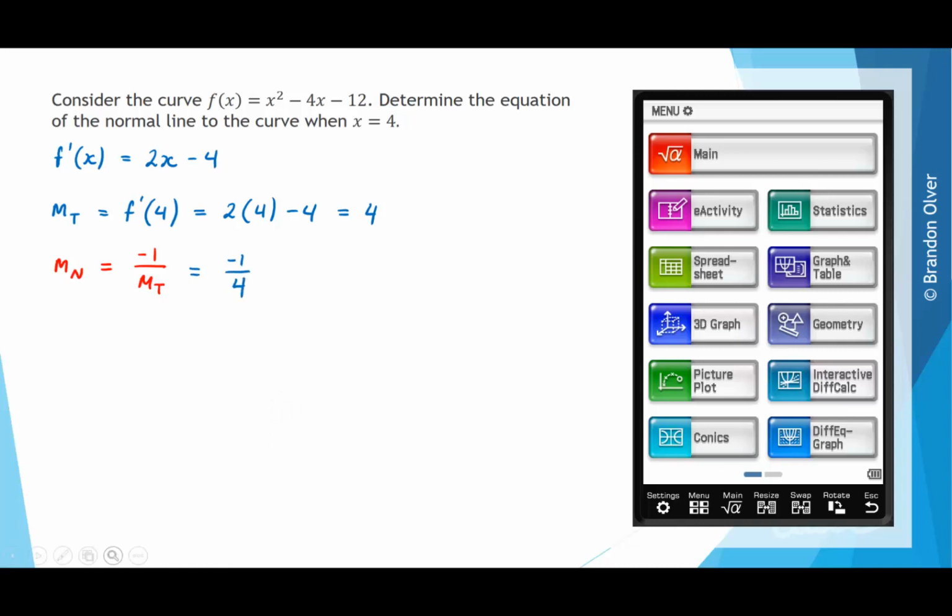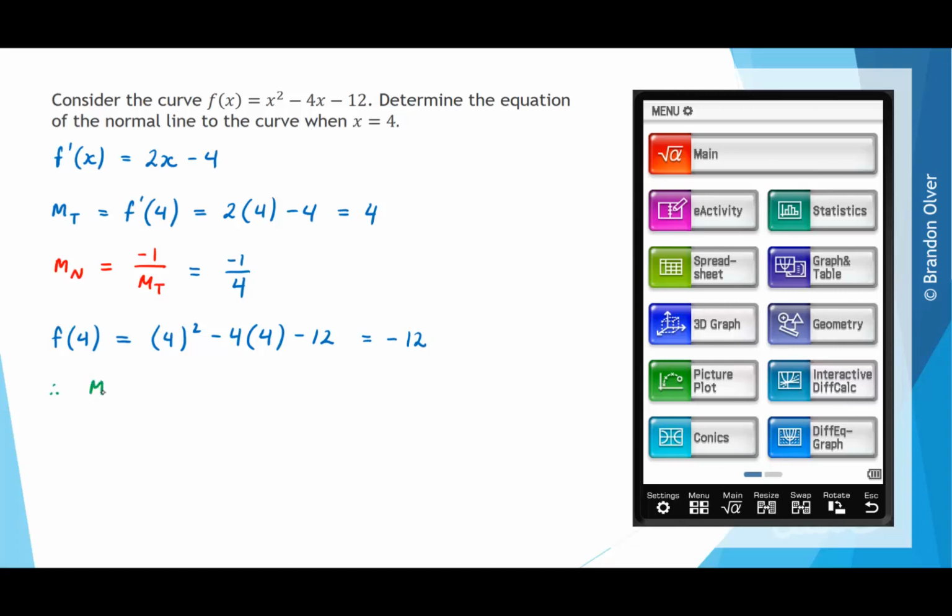To find the equation of a normal line, we also need to know a point that it goes through. So we know that the x value is 4, so we also need to find the y value. So that means that f of 4 is the y value, and that is equal to 4 squared minus 4 times 4 minus 12. And if you evaluate that, it would be 16 subtract 16, which gives 0 overall, minus 12. So f of 4 is simply equal to minus 12.